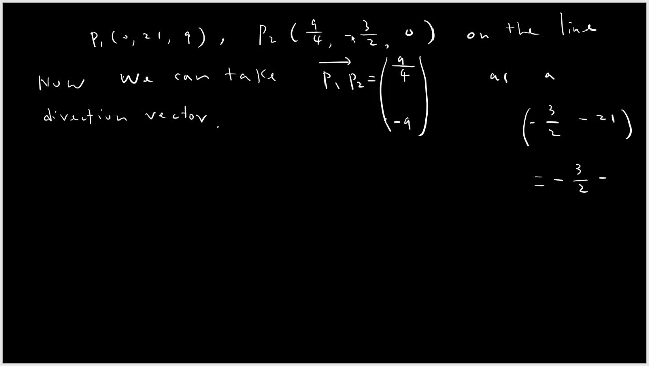Negative 3 over 2 minus, right? To subtract two fractions, we need two fractions with a common denominator. I think you're right. Okay. Minus 42 over 2. We convert to two fractions with a common denominator. Okay, that's negative 45 minus 2. Of course, you have a calculator. You can use a fraction calculator or whatever way. Negative 45 over 2.